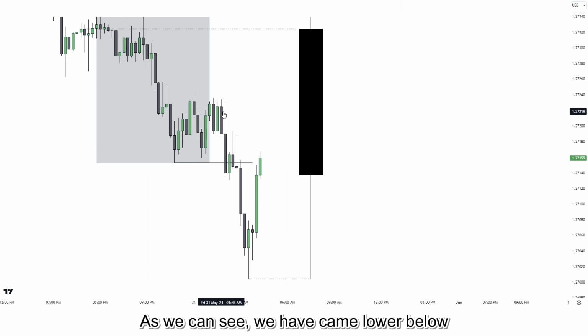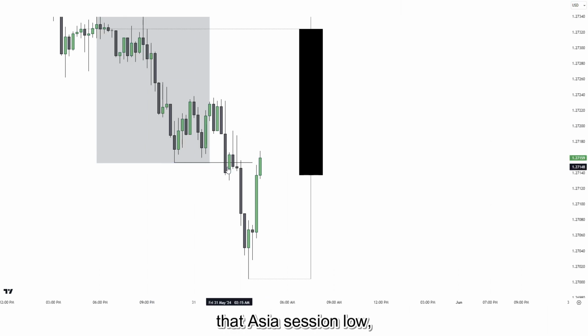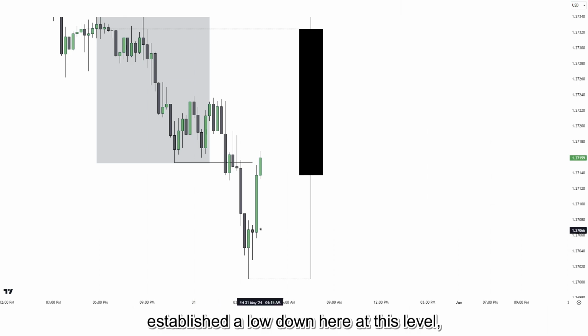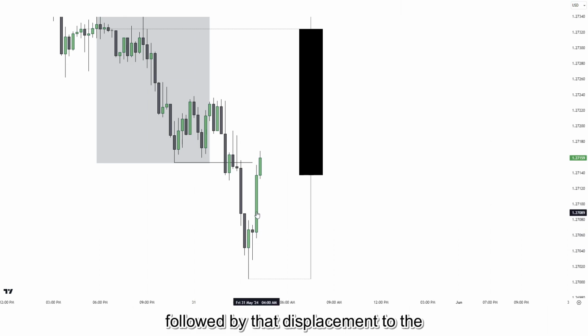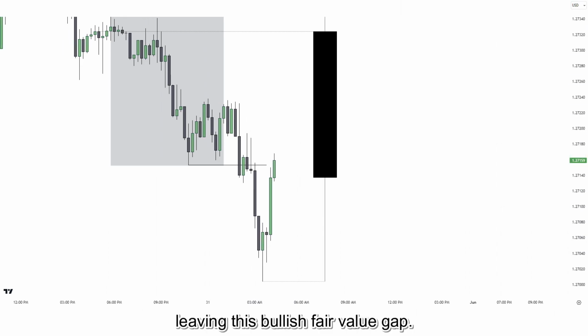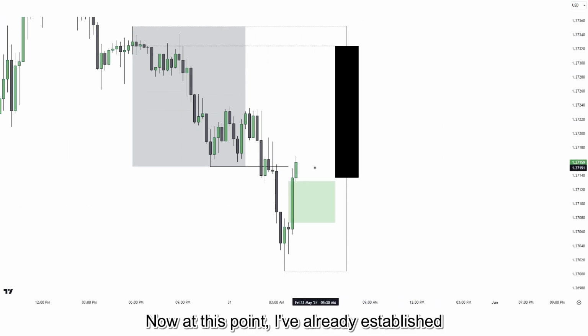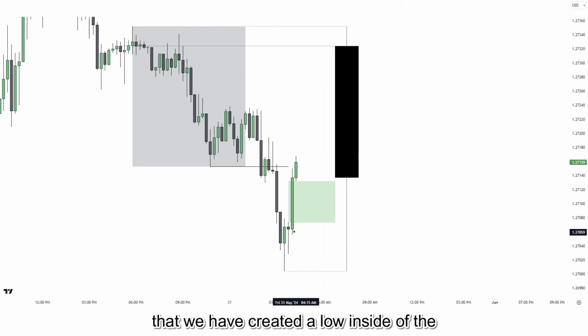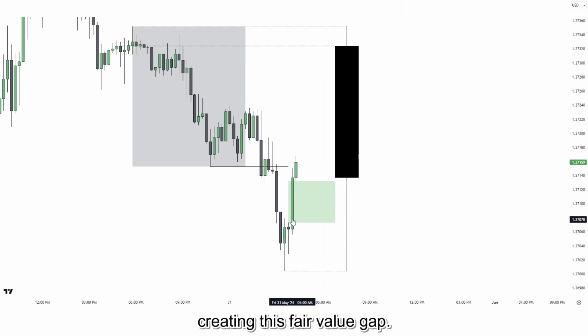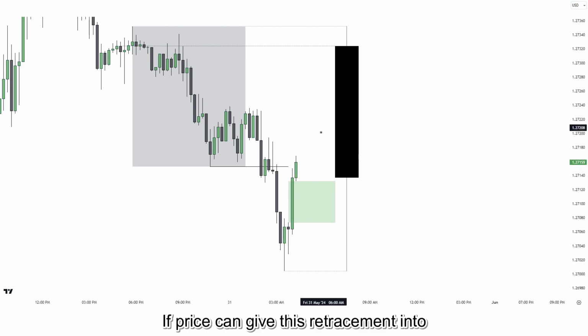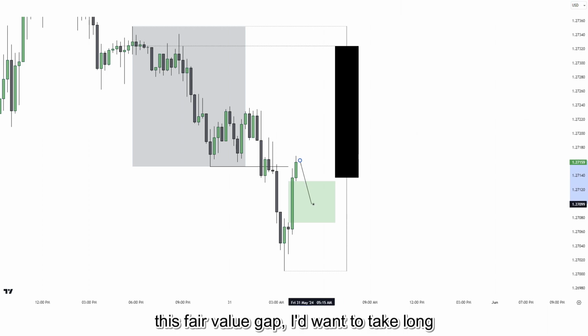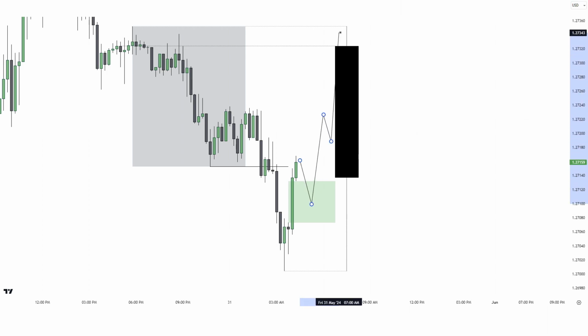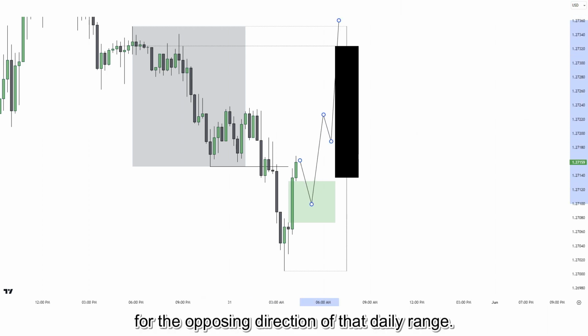As we can see, we came lower below that Asia session low, took out those lows exactly, established a low down here at this level, followed by that displacement to the upside, leaving this bullish fair value gap. Now at this point, I've already established that we have created a low inside of the London session, creating this fair value gap. If price can give this retracement into this fair value gap, I'd want to take longs for the opposing direction of that daily range.